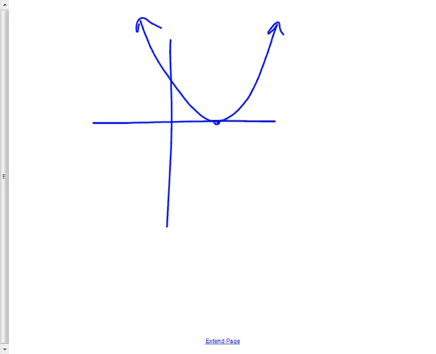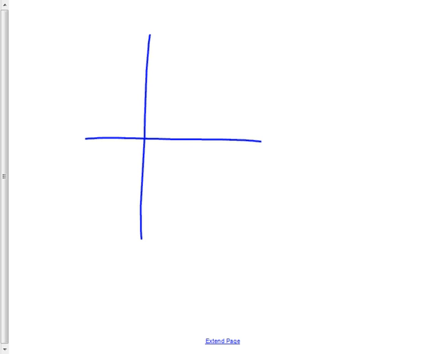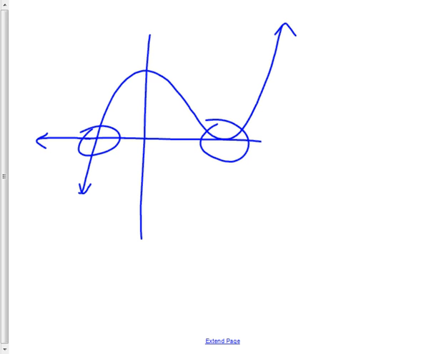All right, so what do you think this guy's degree is if it does that? Yep, degree 3. 2 for this one, 1 for that one. So that's degree 2, that's degree 1, total degree 3. This is a third degree polynomial. Get that? Okay.